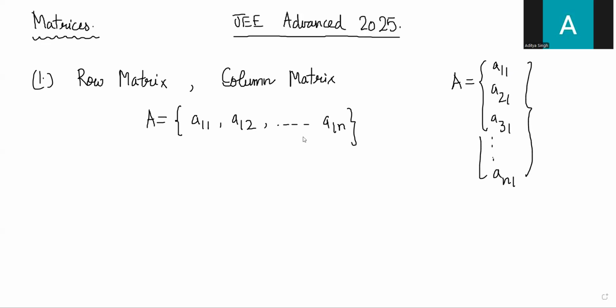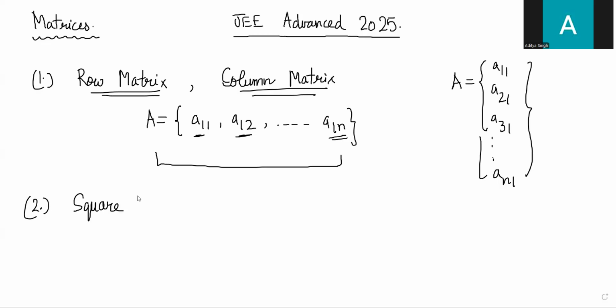Yes sir. Sometimes these are also known as row vectors and column vectors. Basically, you can imagine this as an n-dimensional vector with components A11, A12, and so on. Similarly, this also can be thought of as an n-dimensional vector. You understand what I mean by saying n-dimensional? Yes sir.